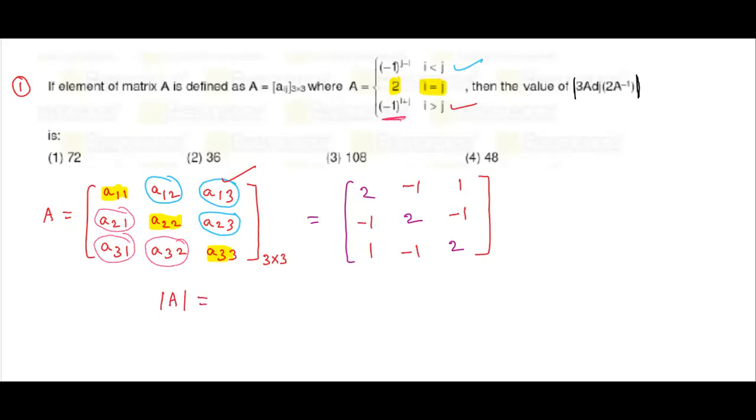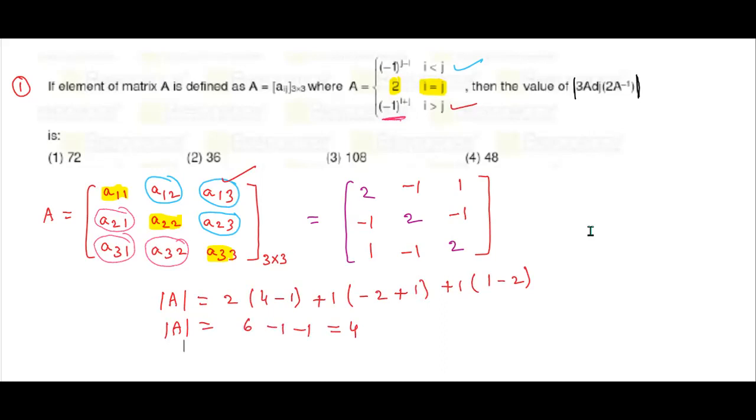Then find det A. What is the det A value? 2 into 4 minus 1, minus of minus plus 1, minus 2, minus 2 plus 1, 1 into 1 minus 2. Do the simplification. 6 minus 1 minus 1. Det A value is 4.